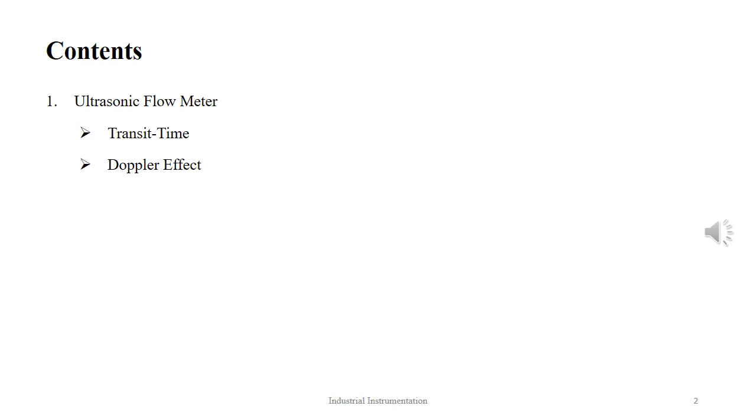In today's tutorial on industrial instrumentation, we will talk about flow measurement part 6. The topics that we'll discuss here are ultrasonic flow measurement and its two types, transit time flow measurement and Doppler effect flow measurement.